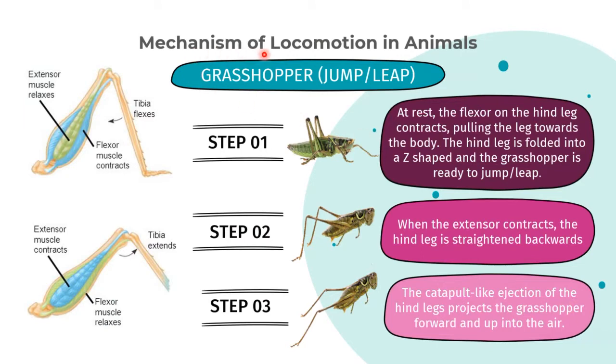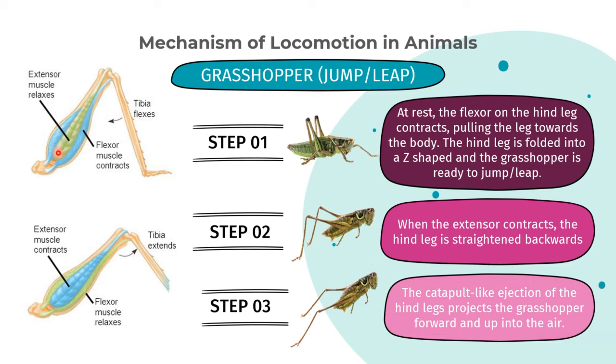Next we move to the mechanism of locomotion in the grasshopper. The grasshopper involves jumping, a leap or a hop. The grasshopper is an insect, so you have to know what muscles are involved. Look here: this is the leg of the grasshopper. This is the extensor muscle, and this is the flexor muscle.